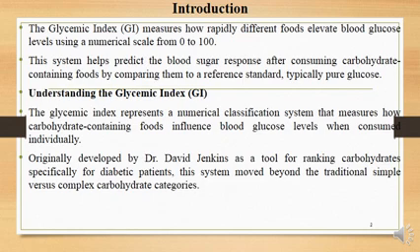The glycemic index represents a numerical classification system that measures how carbohydrate-containing foods influence blood glucose levels when consumed individually. Originally developed by Dr. David Jenkins as a tool for ranking carbohydrates specifically for diabetic patients, this system moved beyond the traditional simple versus complex carbohydrate categories.